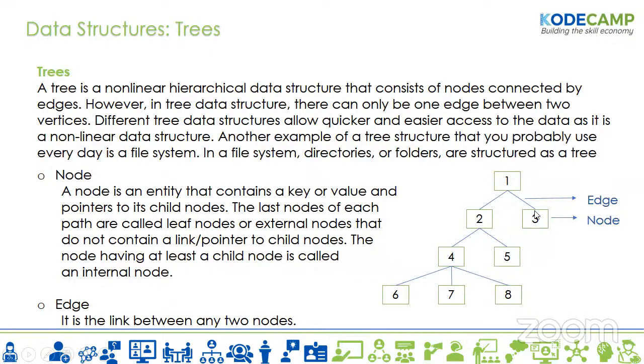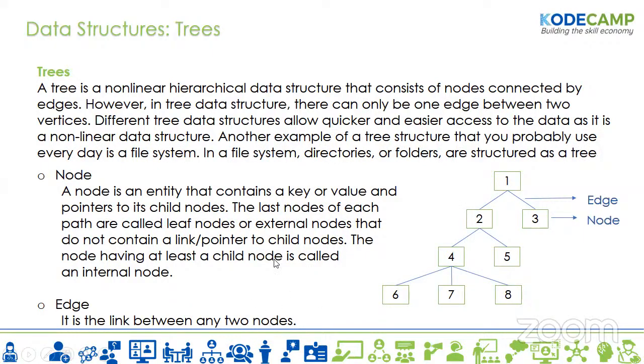Now, node 3 here doesn't have a link or pointer to any other child node, so in other words, it is a leaf node. Node 5 is also a leaf node. 6, 7, and 8 are also leaf nodes.